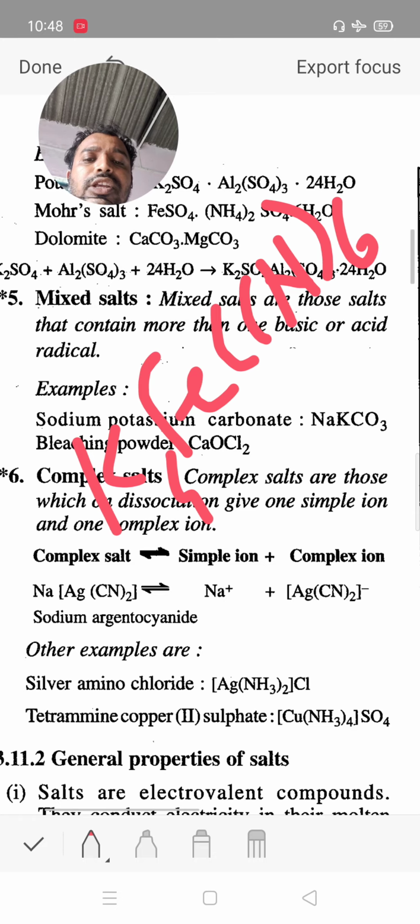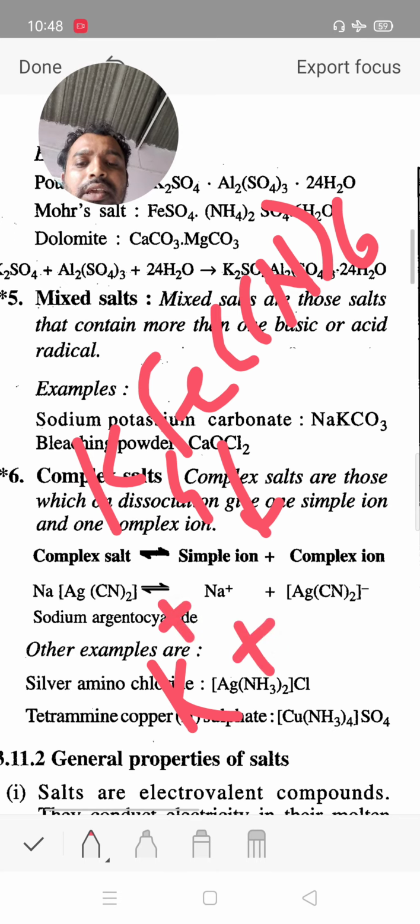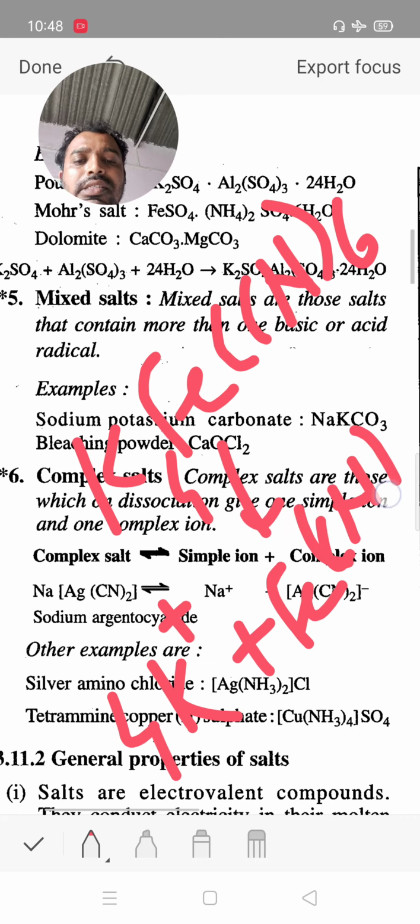It dissociates to give a simple ion. Suppose it dissociates, it produces K+ ions, 4 times, and [Fe(CN)6]4-.